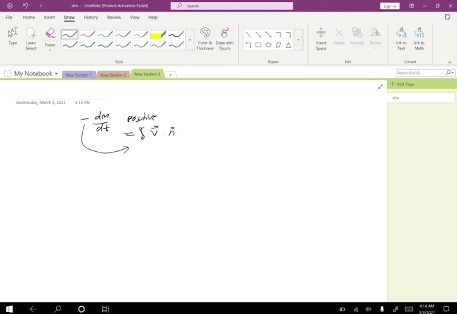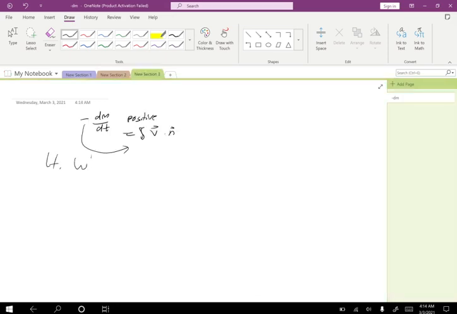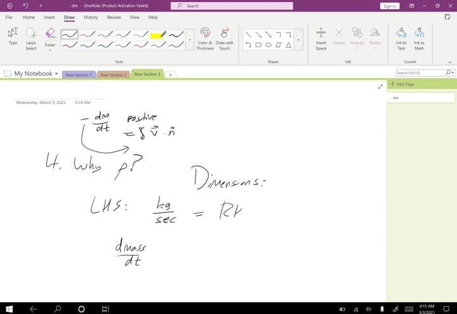So now you just move that minus sign over, and that accounts for that. And I think the last thing we need to mention is, why is there that rho? Can we unpack why that's there? So this is just dimensions. So on dimension grounds, the left-hand side is kilograms per second. Right? This is d mass dt. And the right-hand side, well, it's a surface integral. Let me just recall it for those who forgot.